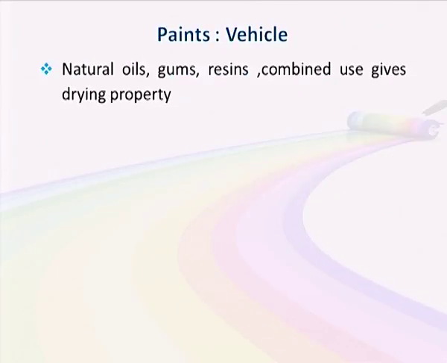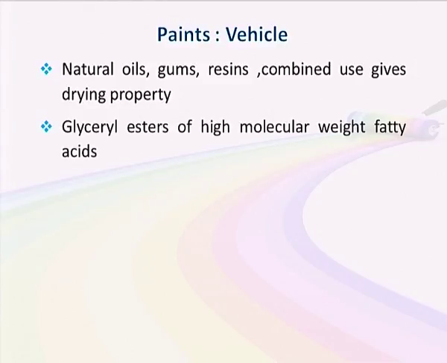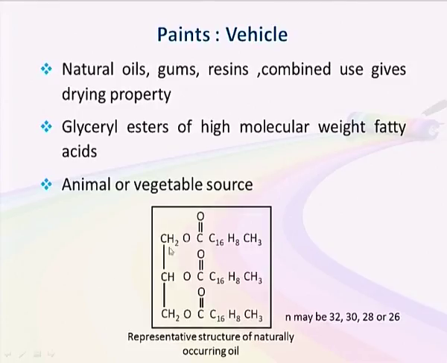For the vehicle, we use natural oils, gums, resins and their combined use. It gives them drying property. These are basically glyceryl esters of high molecular weight fatty acids. They can be from animal source or vegetable source. Here we can see the structure of fatty acid.